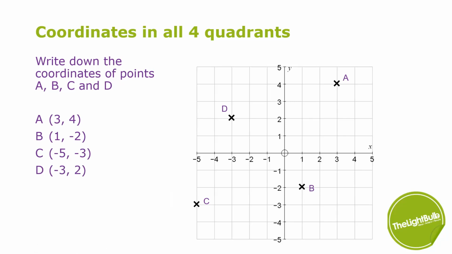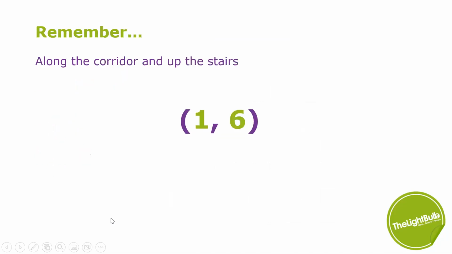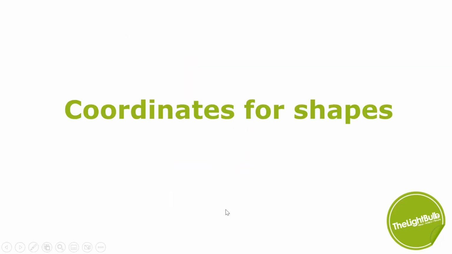If not, then please have a look at this again, rewind and go through it. Or if you're still having a bit of difficulty, then please do feel free to talk to your tutor who will help you with this. And the key thing, remember always, along the corridor and up the stairs, we're firstly dealing with the horizontal and then the vertical. Okay, well done.